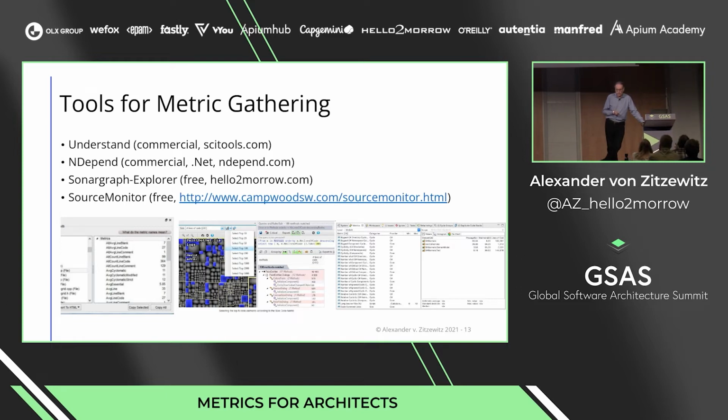Then we have Sonargraph Explorer, which is completely free, even for commercial use. You just have to register on the website, get the tool, and it computes hundreds of different metrics for you. And you can also check them in your build system. You can put thresholds on those metrics and do something in your build if they go in a bad range. And then Source Monitor, recommended by my friend Mark Richard here. It's also a nice freeware tool which collects metrics, supports a bunch of different languages, and also allows you to see trends, how the metrics are changing over time.